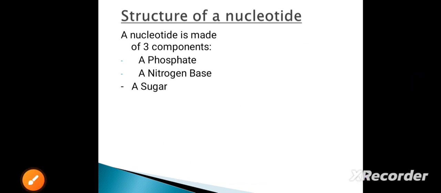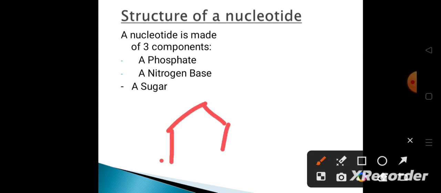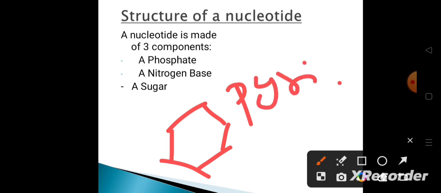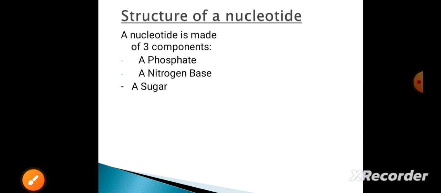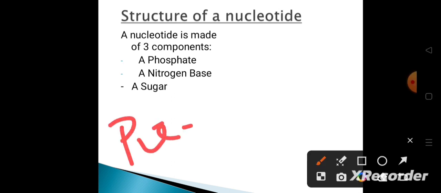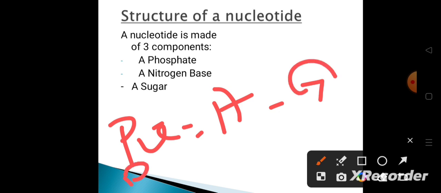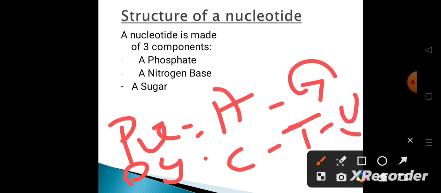Okay, while for pyrimidine it is only a single ring. This is the structure of pyrimidine. Okay, this is the difference. And in case of purine, it is coming adenine and guanine. And in case of pyrimidine, it is coming cytosine, thymine and uracil. And you know uracil is being replaced by thymine in case of RNA.